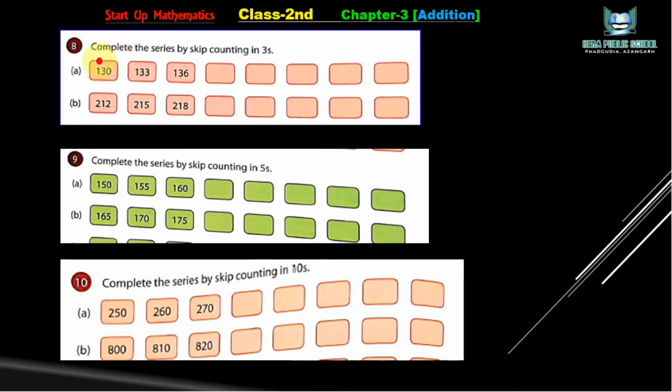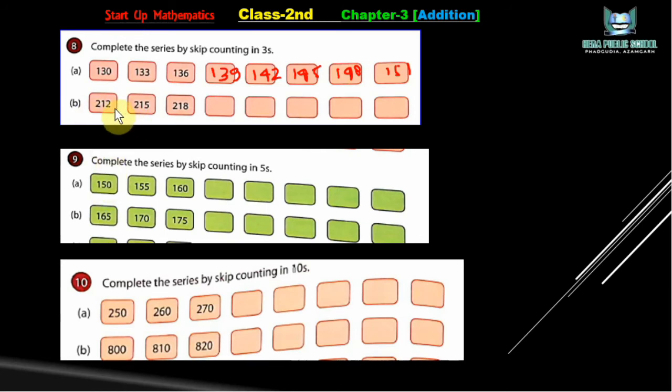Question number 8 is complete the series by skip counting in 3s, means the difference will be 3. 130, 133, 136, 139, 142, 145, 148 and 151.